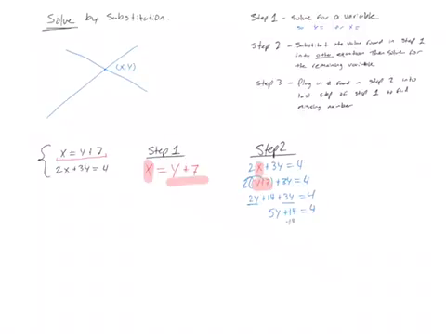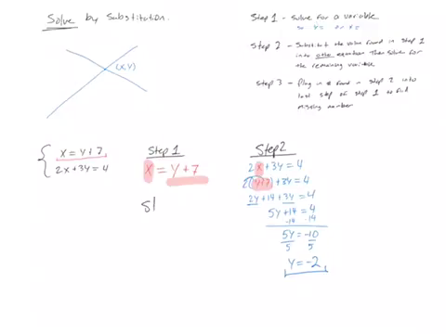Subtract that 14. I get 5y is equal to negative 10. When I divide by 5, I get y is equal to negative 2. Now this is not my answer, right? Because I'm looking for an x and a y. This is half my answer.